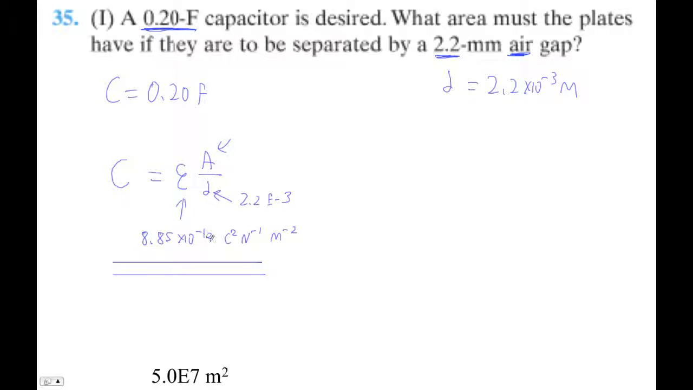What we do, the answer is that if we want a capacitor that big, we don't use air between the plates, right? We fill it with a dielectric that's got a much higher permittivity, and therefore the area gets to be smaller. Anyway, happy hunting.